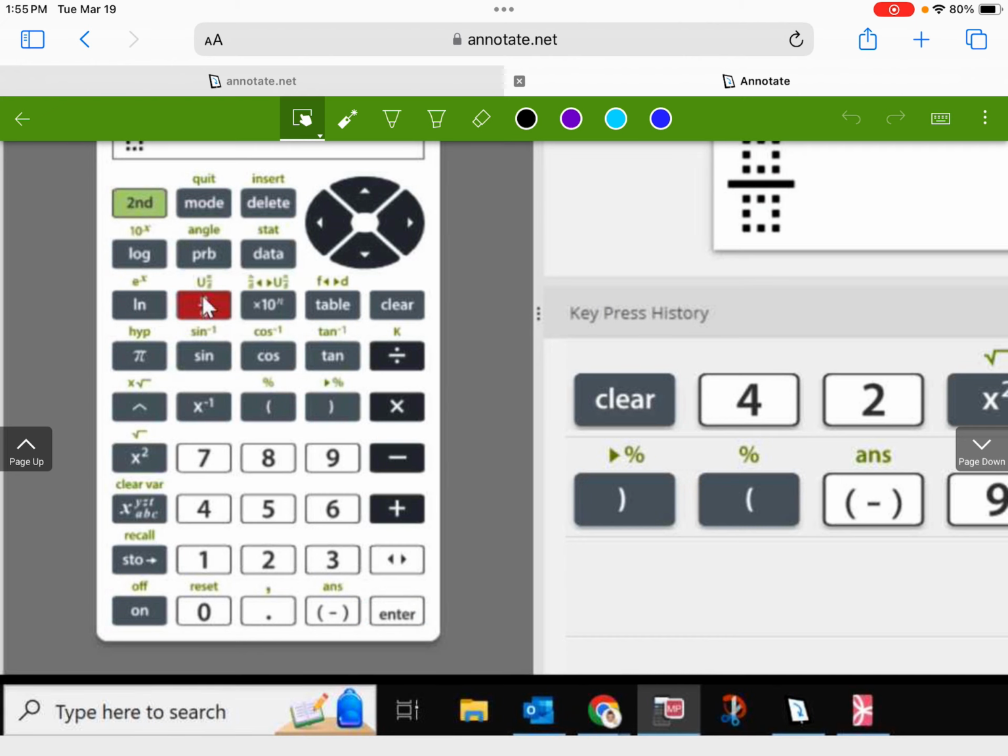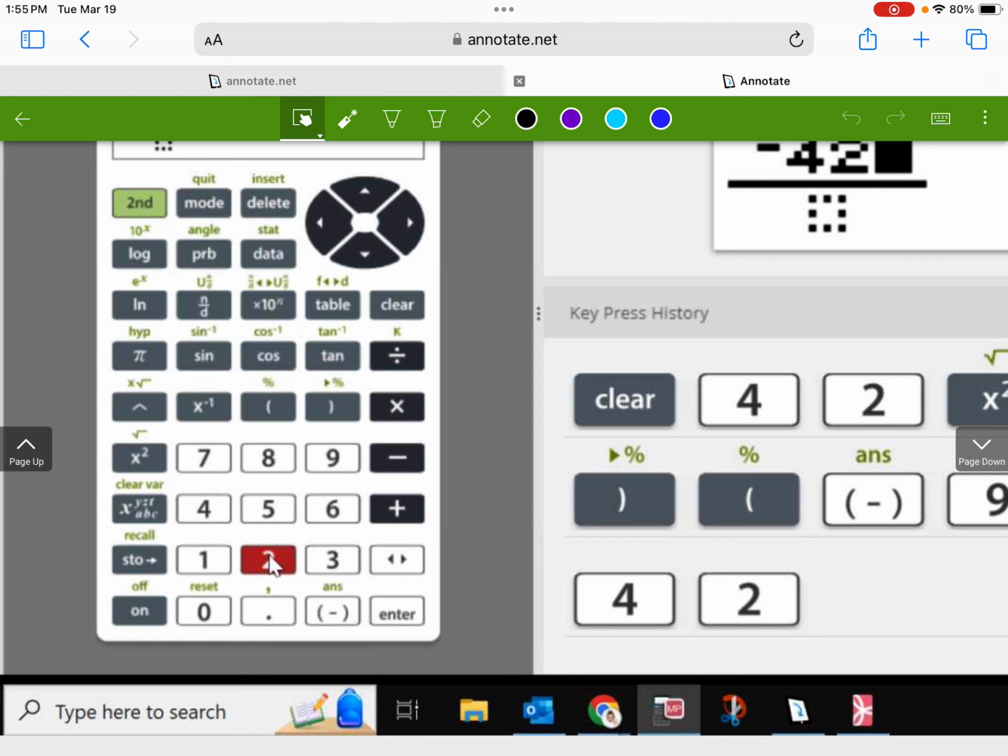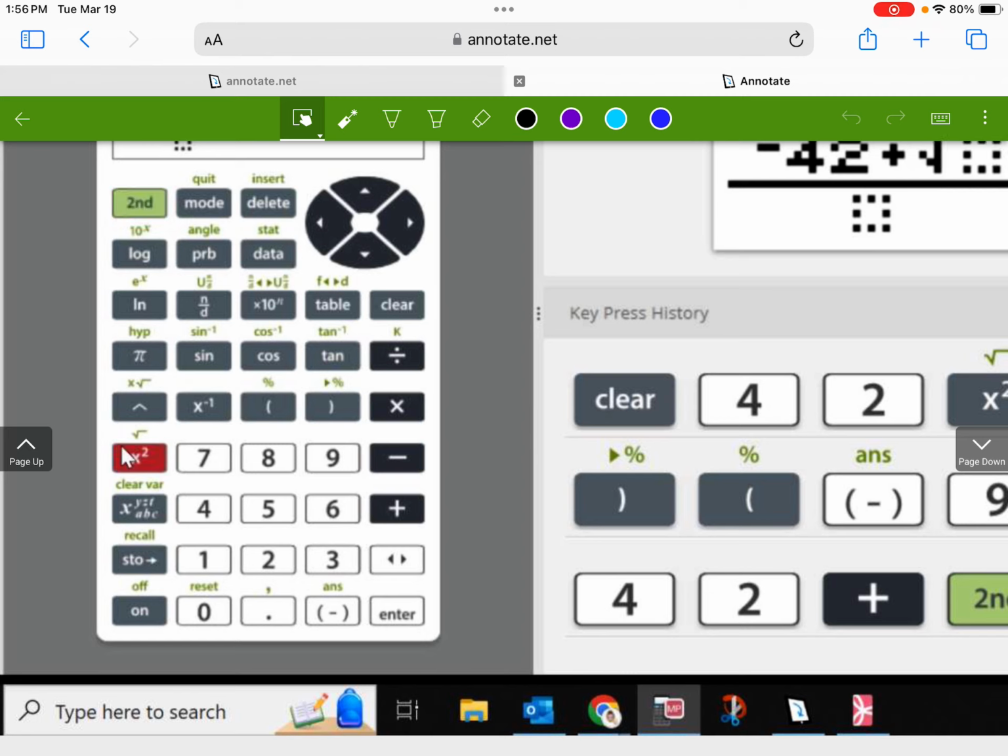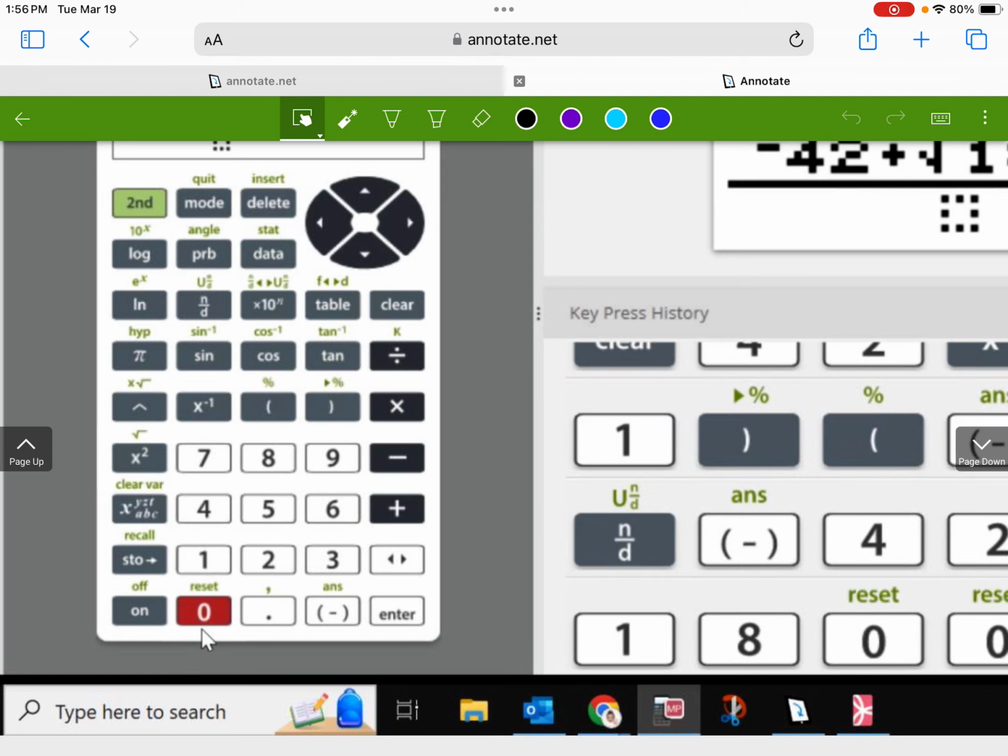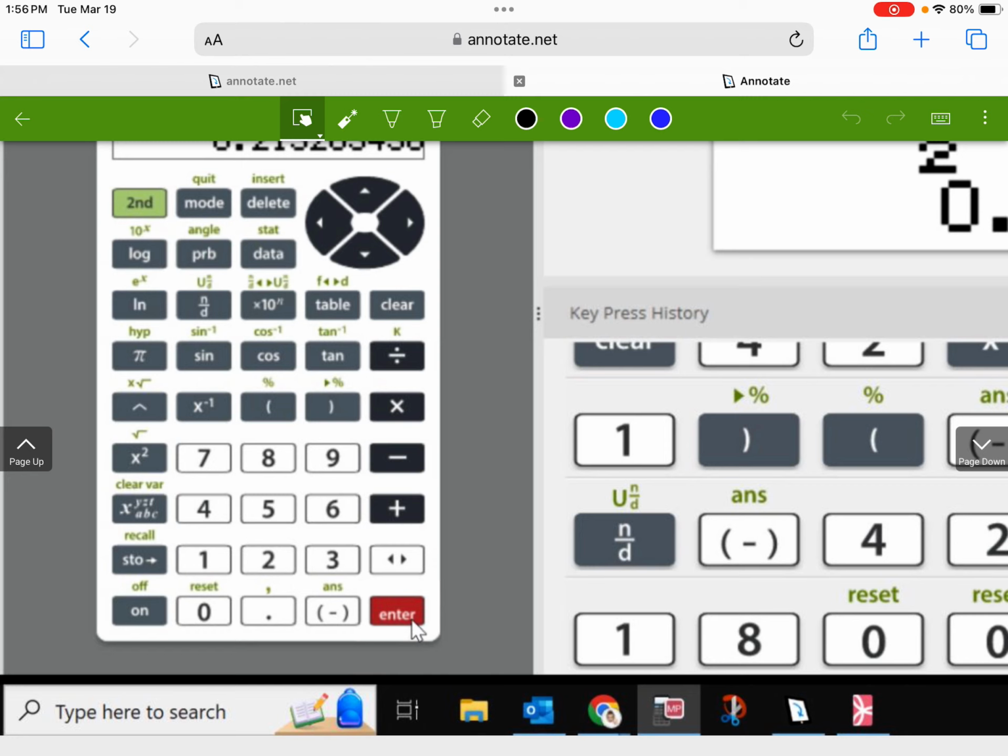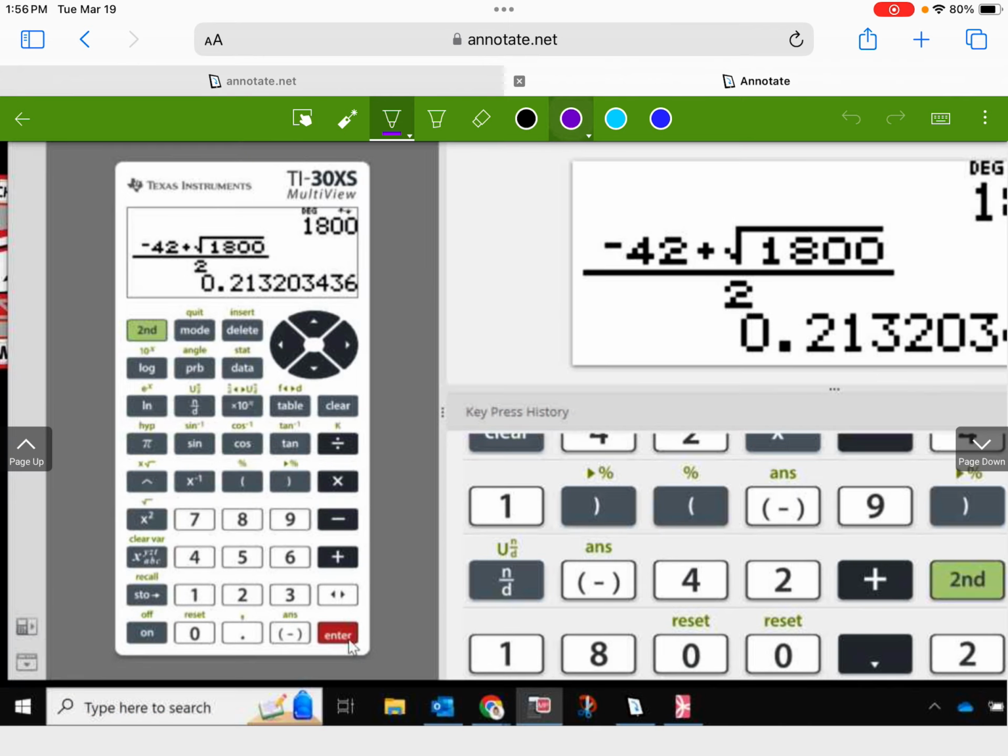So we can do it in a fraction, second column, third button down. We're going to do negative 42 plus square root. We get green button and then the square button. That'll give us the square root. And we can put in that 1,800. If you hit the down arrow, you can put over 2. And it gives us super gross answers. And that's okay. Sometimes our answers are going to be gross, and we're just going to take pieces of it. We're going to take our 0.213.